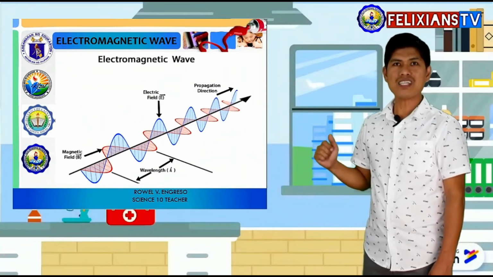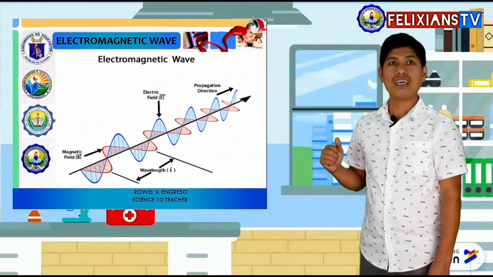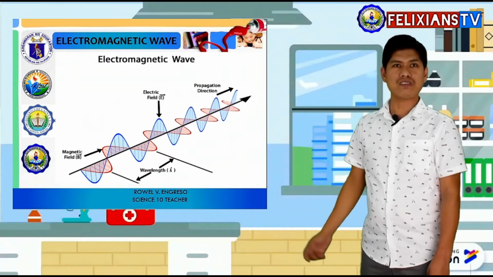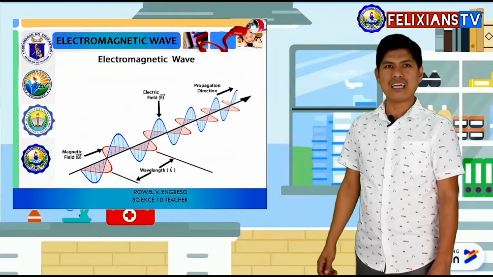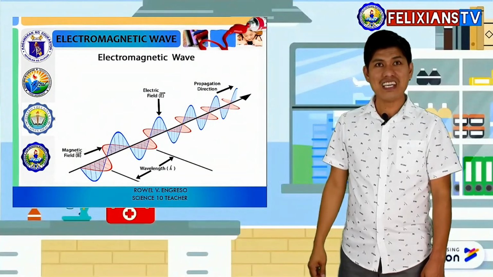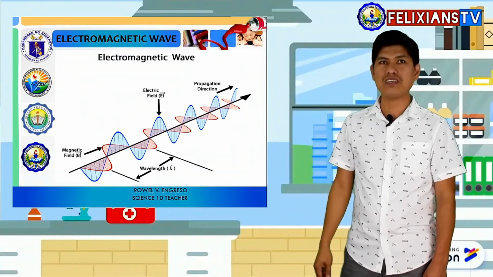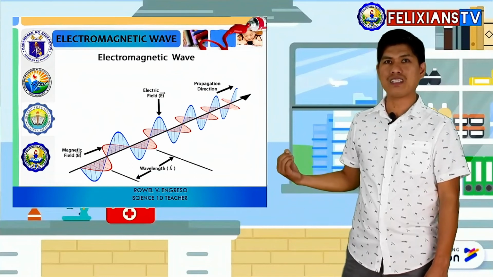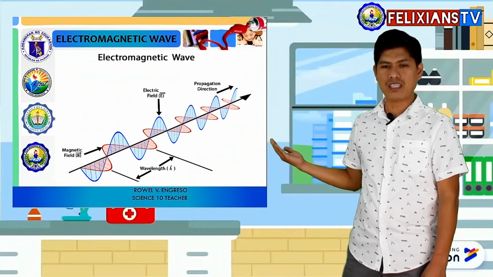Now, here are some special features and characteristics of electromagnetic wave. Electromagnetic wave is a combination of electric and magnetic field. A changing magnetic field produces electric field, and a changing electric field produces a magnetic field. An accelerating electron produces an electric field of a wave. The varying electric field produces magnetic field. Both electric and magnetic field oscillate perpendicular to each other and to the direction of the propagating wave.